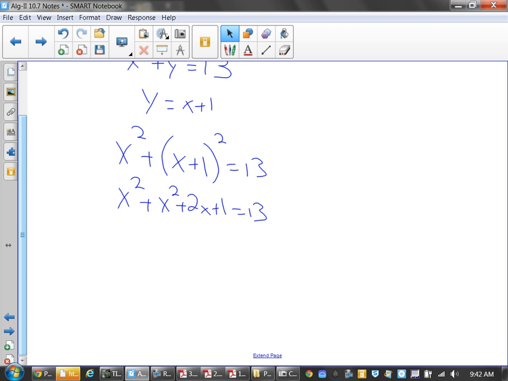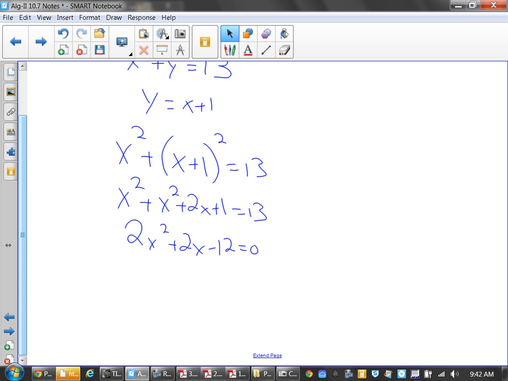x squared plus x squared plus 2x plus 1 equals 13. Now what do you do? Combine like terms and set it equal to 0. So let's combine like terms. We get 2x squared plus 2x minus 12 is 0. And now I'm down to a factoring problem.